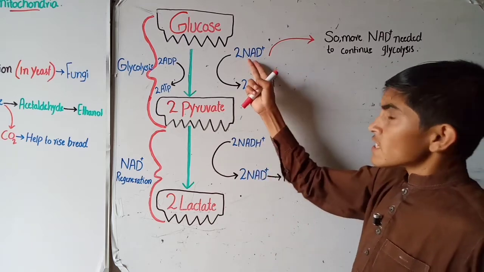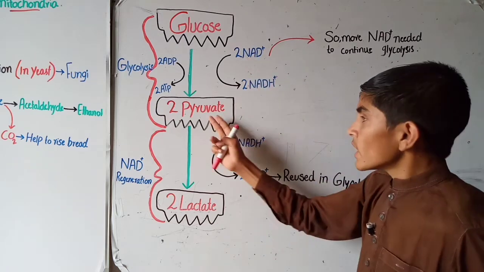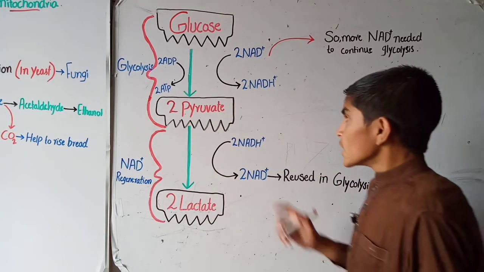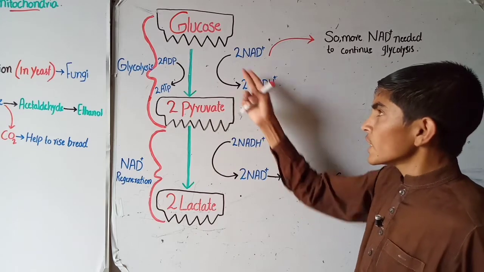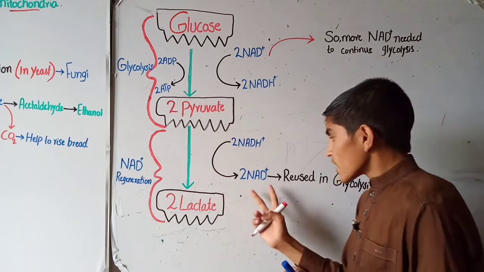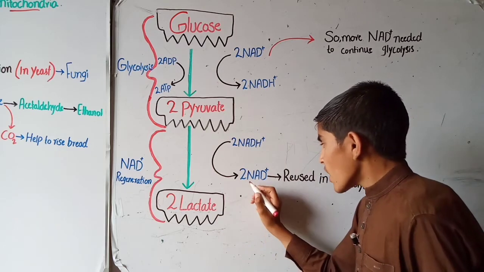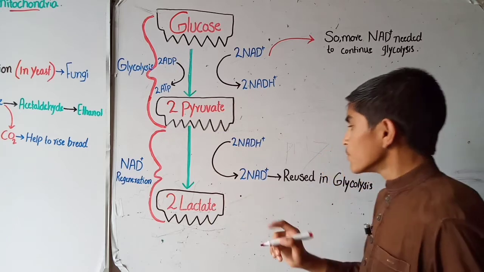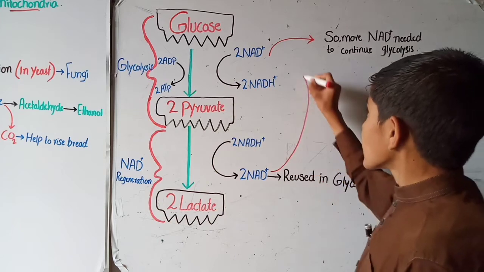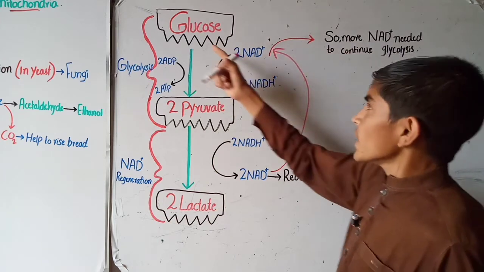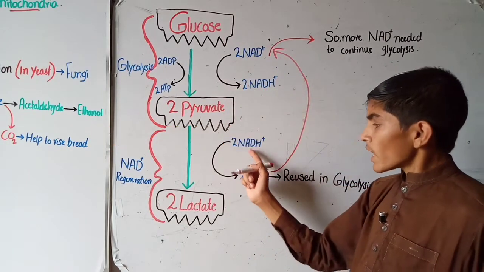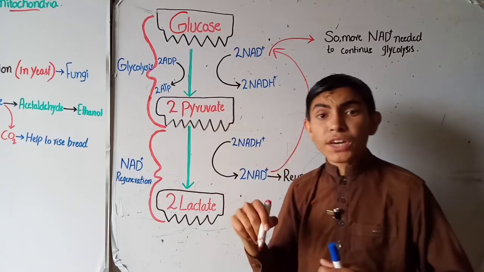Now, where will this NAD come from? Then 2 pyruvate will convert into 2 lactate, and during this process the NADH formed in the glycolysis process will be oxidized and release the hydrogen, and it will convert into NAD, and then this NAD will be reused in the glycolysis process. It will come again here, and glucose again uses this NAD to convert into NADH, and then it is used again. The cyclic pathway is going on.